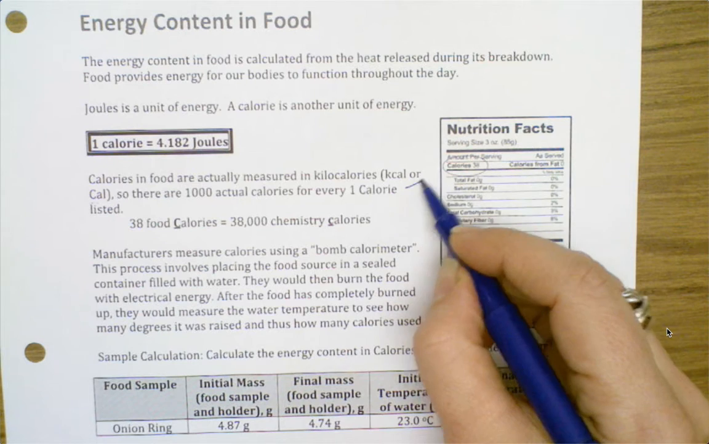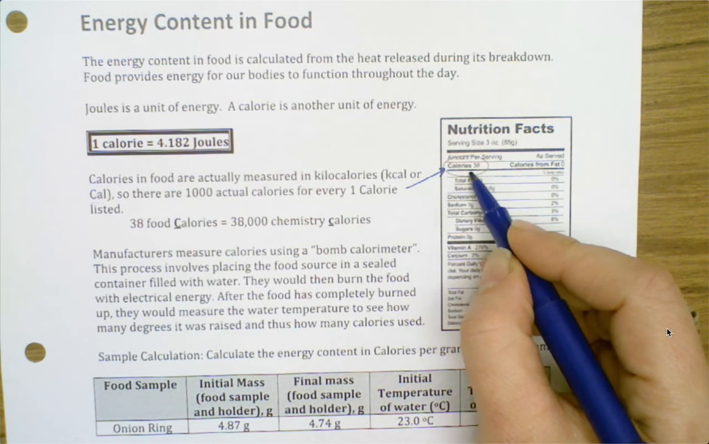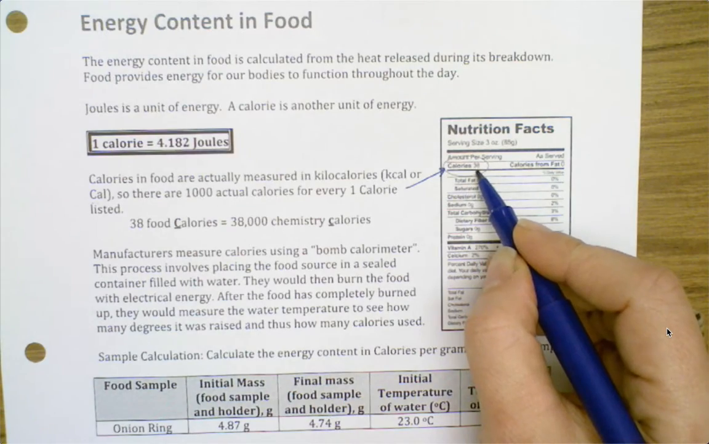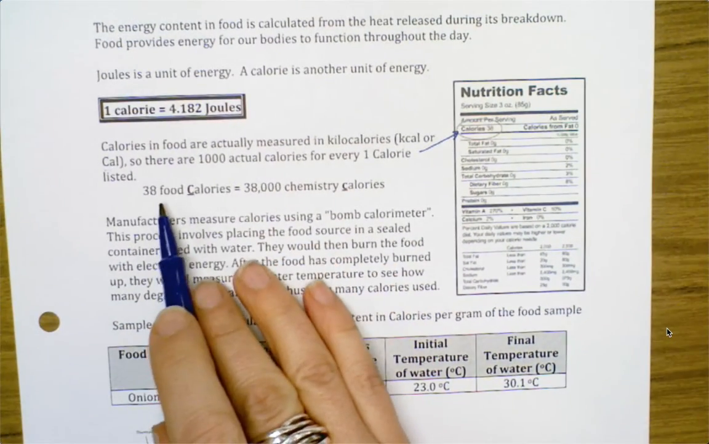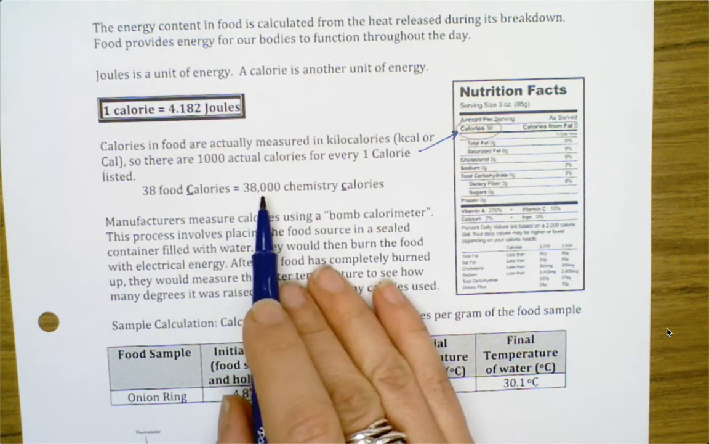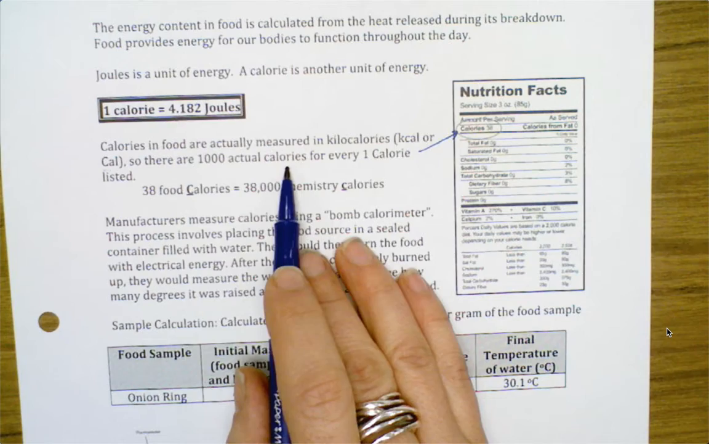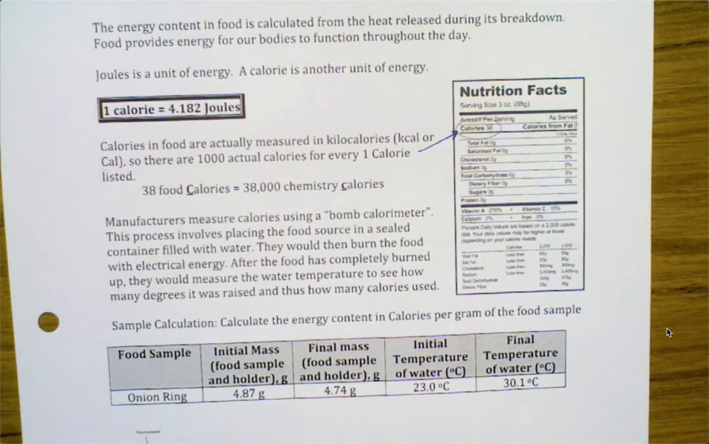So you're going to notice on this food sample here, they reported it as a kilocalorie or a food calorie, 38 per serving. In actuality, when we convert that into what's known as a chemistry calorie, we see that there are 1,000 chemistry calories for every food calorie. So we would multiply that by 1,000.